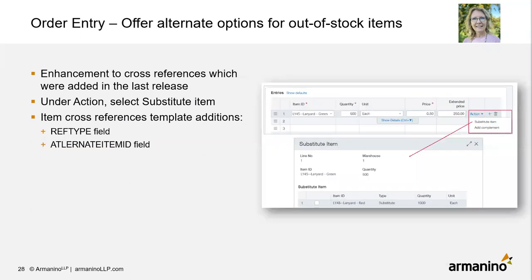There's also an option for out of stock items. Way over on the far right of the transaction screen, you'll see an action button. And there you can click on the substitute item and it will pop up what substitutions you've set up. This is all related to that cross-reference. For those of you that are using the cross-reference field that was released in the last release, allowing you to tie things together, this is related to that, along with this ability to do substitutes. And as you can see, the last bullet, the item cross-reference template now gives you the ability to put in that alternative item ID as well.